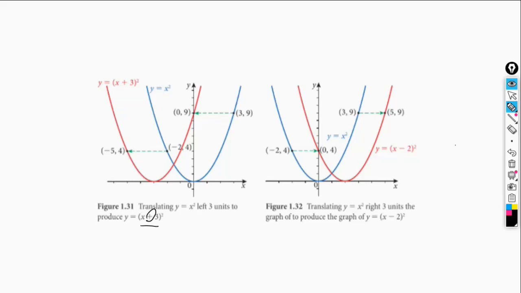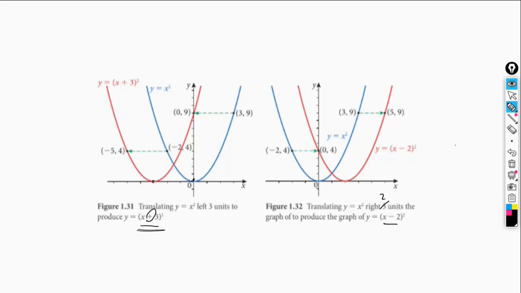Notice that the 0 of this function on the x-axis will be negative 3, as you can see here. It used to be 0, 0, comma 0, but then now it's negative 3, comma 0. So that is why it will move backwards with respect to the sign you use. You can see that also in figure 1.32, where x squared is translated 3 units to the right. And here they say x minus 2, so it's not 3 units, it's 2 units, so this is wrong. 2 units to the right, and x squared will become x minus 2 squared.